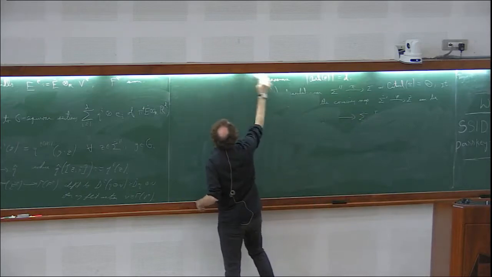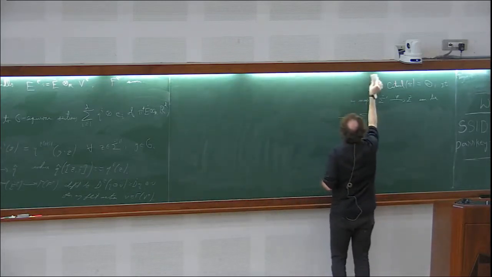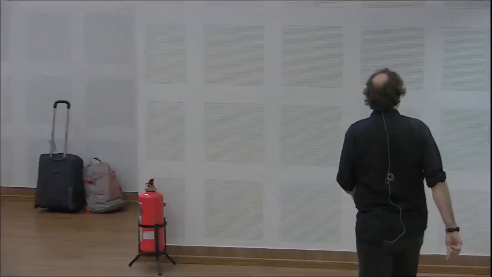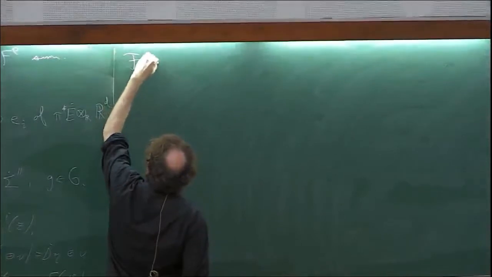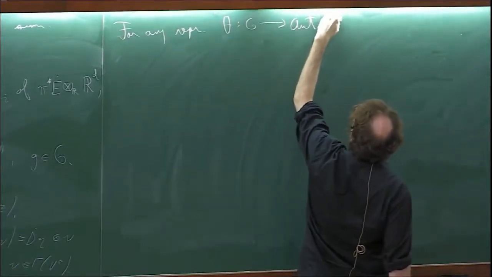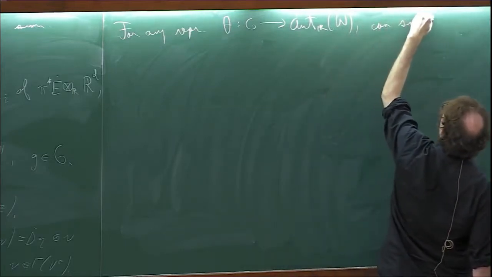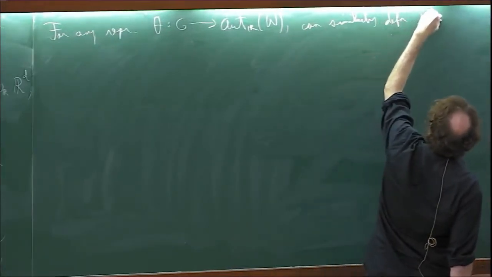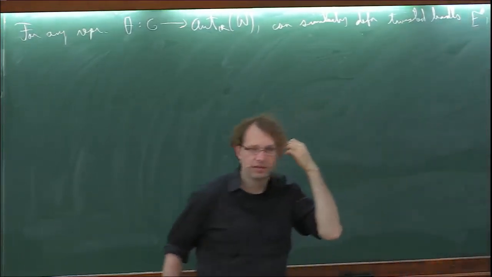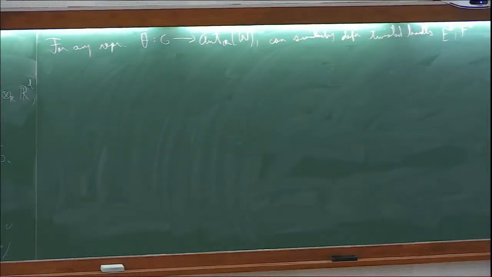So in particular, I could redo this twisted bundle construction starting not from this particular permutation representation, but from any representation of the group G. All right. So for any representation theta, sending G to the real automorphism group of some vector space W, we can similarly define twisted bundles E theta, F theta. It's exactly the same idea, just instead of R^d here, you put in the representation space W with G acting on it by this representation.